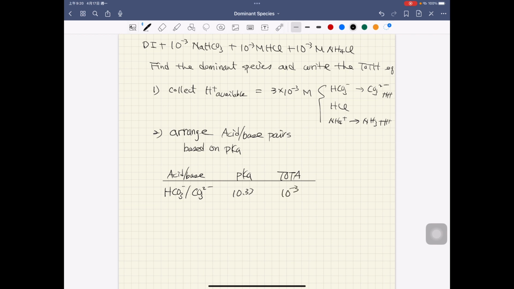Remember, we collect all the H plus. Now the carbonate, it's 10 to minus 3 sitting there waiting for H plus to be distributed back. Okay, so I say that's 10 to minus 3 right now. And then you will have, this time, H remain, okay? Because I have 3 times 10 to minus 3, and then I will start distributing back, and I hope to see how much will remain.